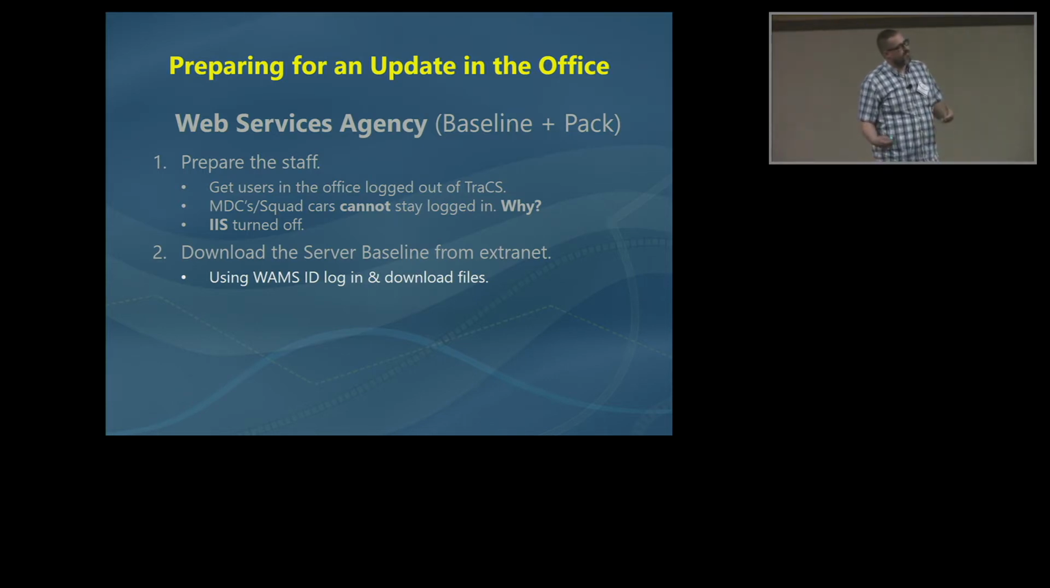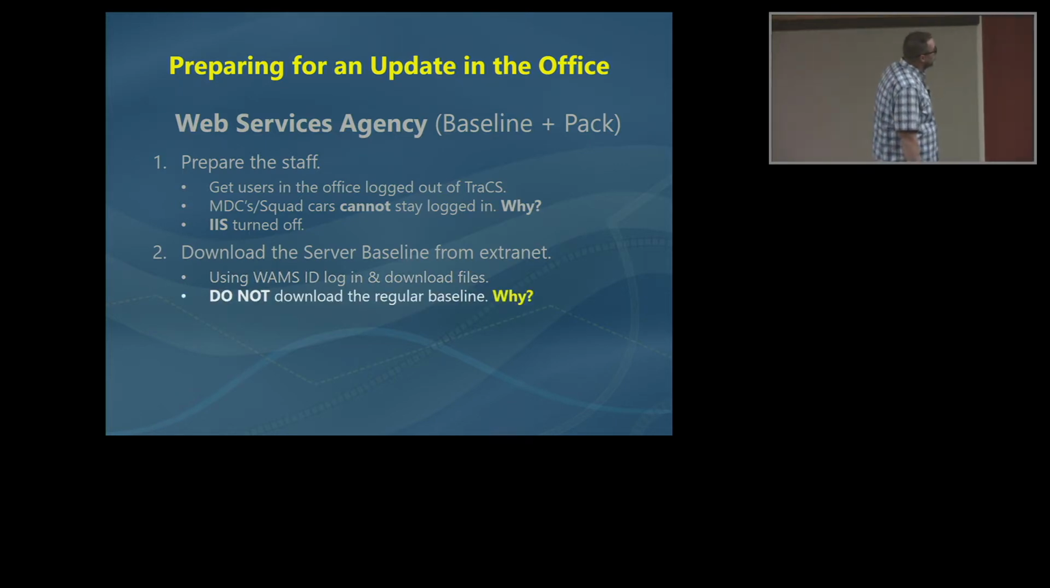So when a baseline update comes down, we don't dish that off automatically if you're web services. You got to go get the server version and go grab that guy from our extranet, download that, and you got to run him. Otherwise, you'll hose up the system by running the regular baseline. And we don't turn on automatic updates for you guys for that reason, because we don't want to give you the bad baseline and mess up the agency. So you use your WAMS ID. If your WAMS ID has gone inactive, you give us an email, and we'll get it back active and running for you.